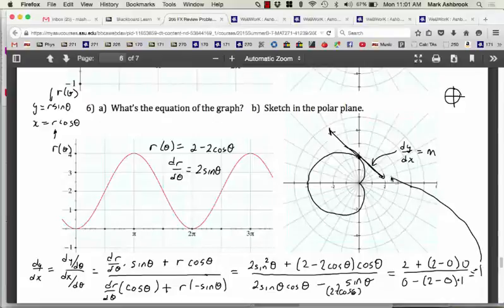Slope of that line at theta equals pi over 2. So then you could write the equation of the tangent line now. You've got a point. What Cartesian point is that? 0, 2. X equals 0, y equals 2. You got the slope. Easy. Write the equation of the line.